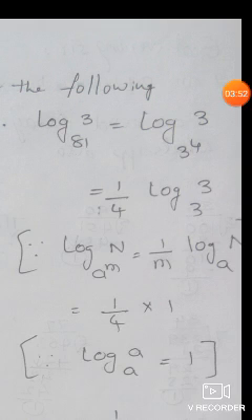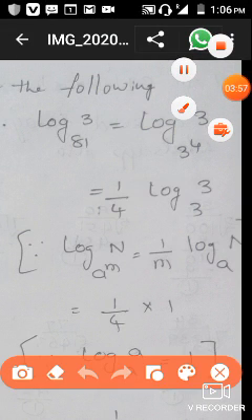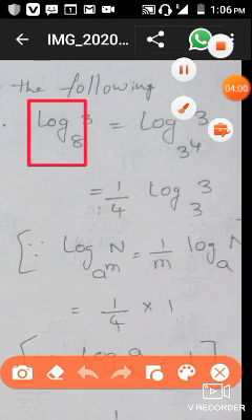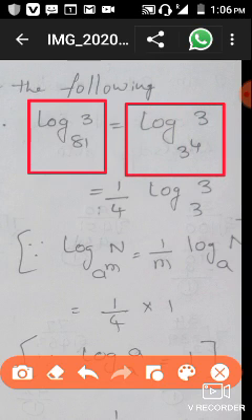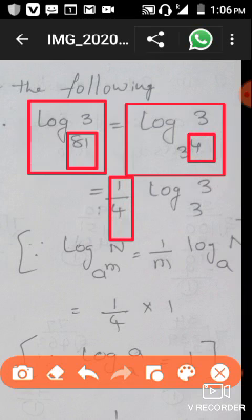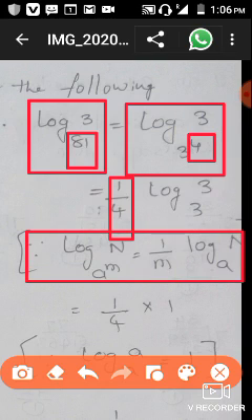Next problem, log 3 for base 81. So this is the question, log 3 base 81. We can write log 3 base 3 to the power of 4. This 81 becomes 3 power 4. This power 4 becomes 1 by 4. So according to this formula, 1 by 4 into log 3 base 3.